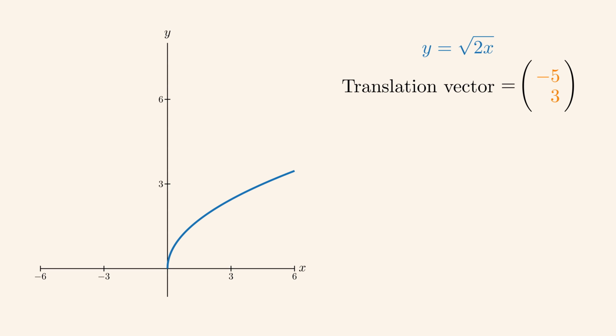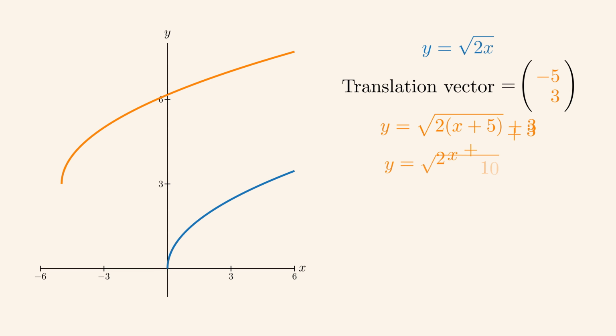Let's begin with the horizontal translation, which means replacing x with x plus 5. Visually, the graph shifts 5 units to the left. For the vertical translation, we add 3 to the function, and this moves the curve upward by 3 units. We can then simplify the orange equation into this form.